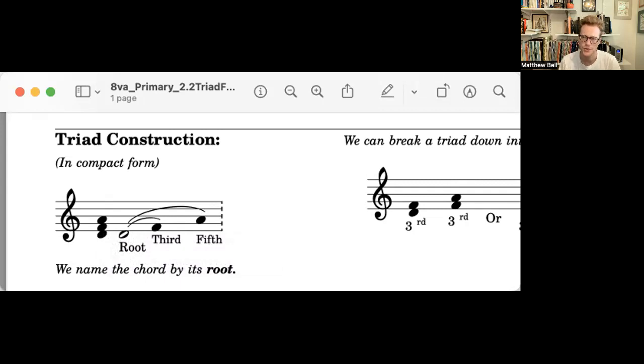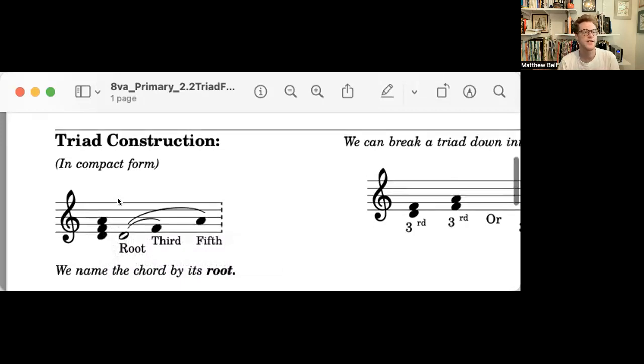In terms of inversion or shape, this usually gets referred to as root position, although root position does not necessarily mean it's in a compact form like this. So we're going to say compact form. The first thing to learn is that there are three different notes that make up a triad. So triad meaning a chord with three notes in it.